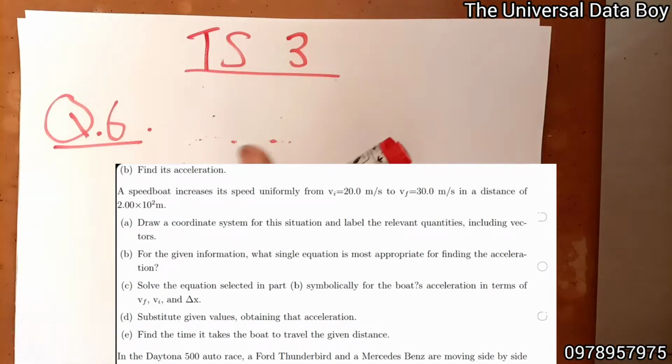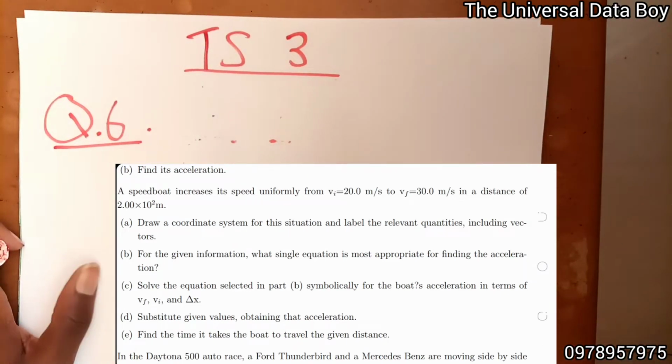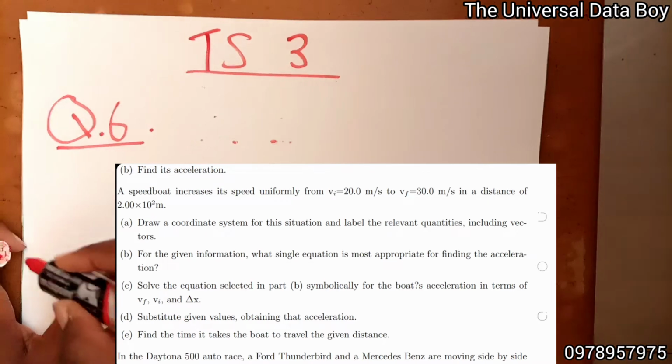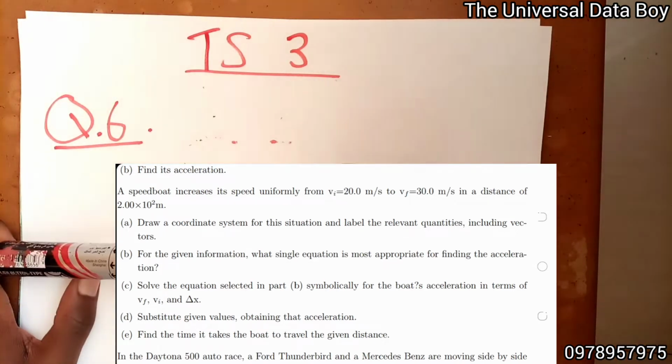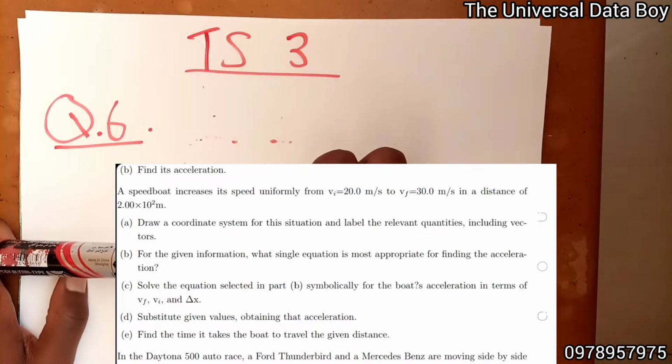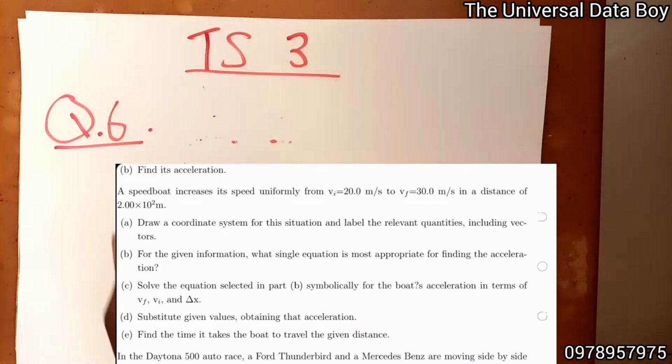So we go on to question 6, the last one in tutorial sheet 3, I think. Now we're being told a speedboat increases its speed uniformly from v initial equal to 20 meters per second to velocity final 30 meters per second over a distance of 2.00 times 10 to the power 2 meters. A is telling us to draw a coordinate system for this situation and label the relevant quantities, including vectors.